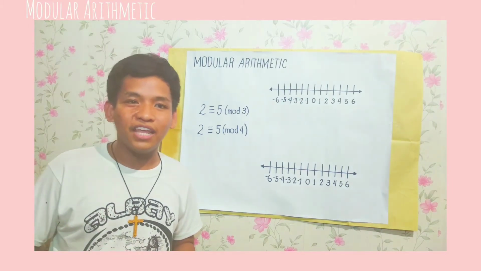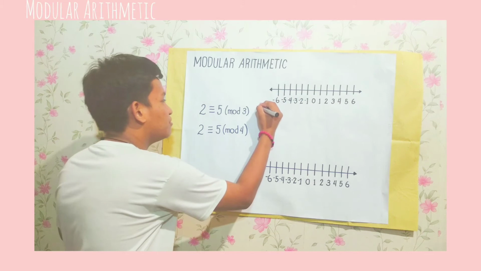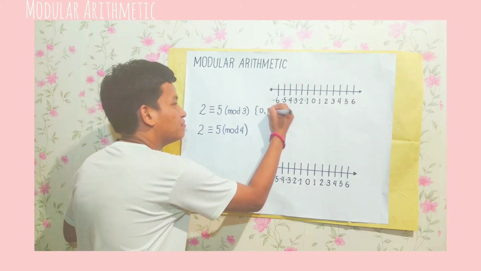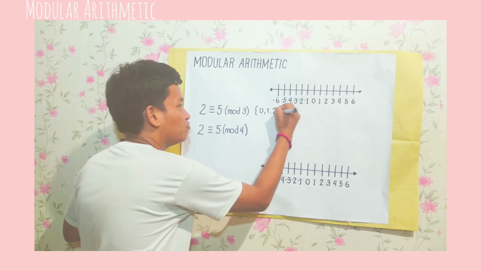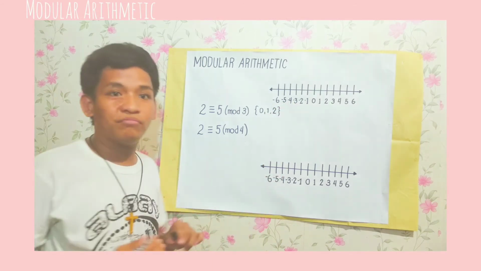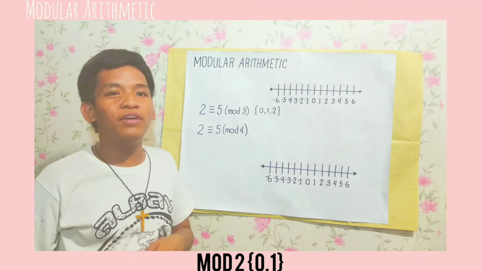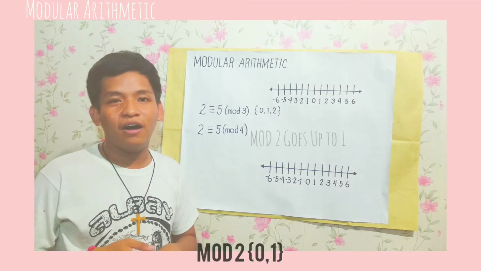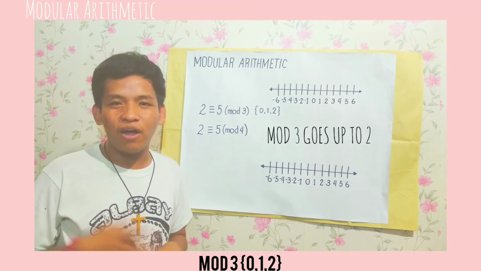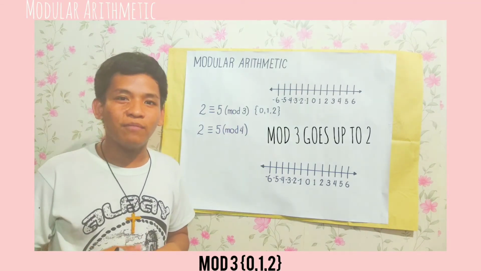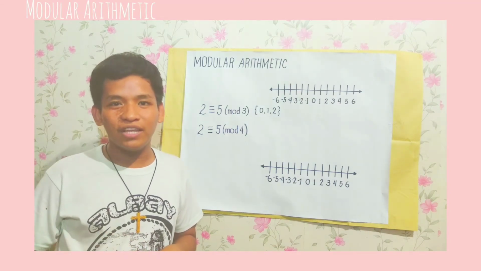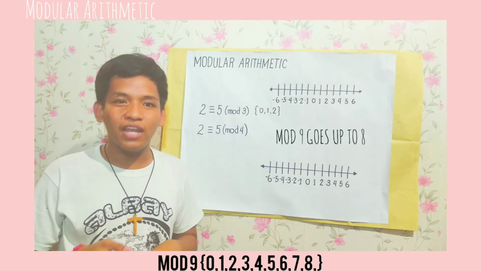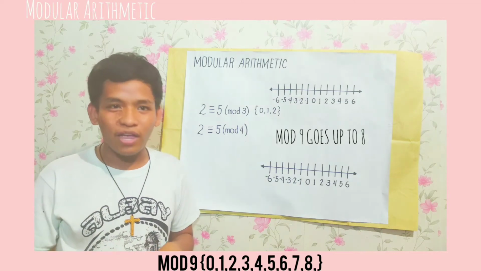So mod 3 equals 0, 1, and 2. For example, mod 2 is equal to 0 and 1, so mod 2 goes up to 1. Mod 3 is equal to 0, 1, and 2, so mod 3 goes up to 2. Another example is mod 9, which is equal to 0, 1, 2, 3, 4, 5, 6, 7, 8, so mod 9 goes up to 8.